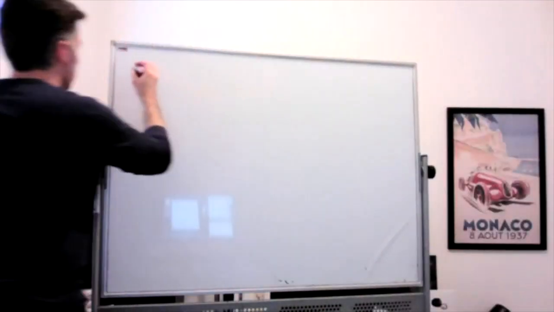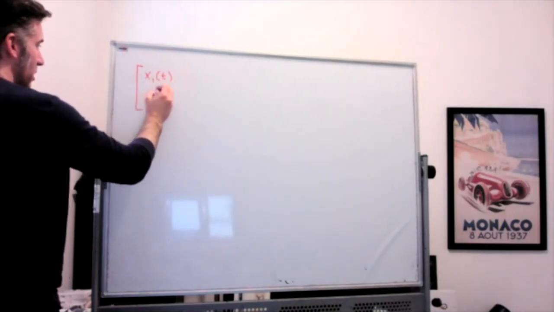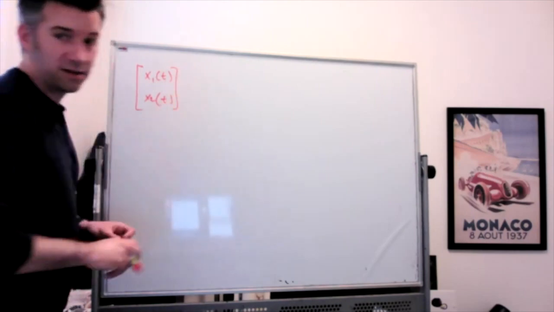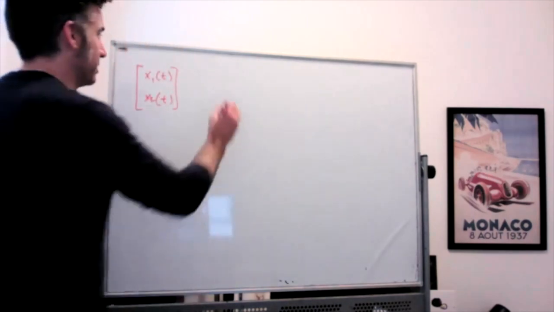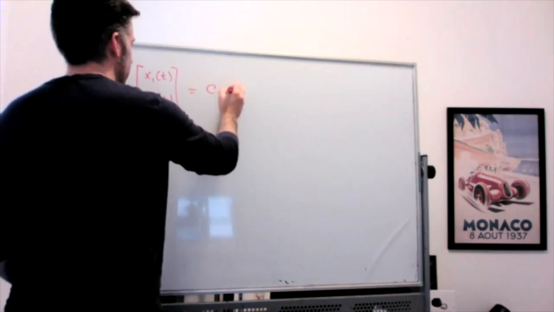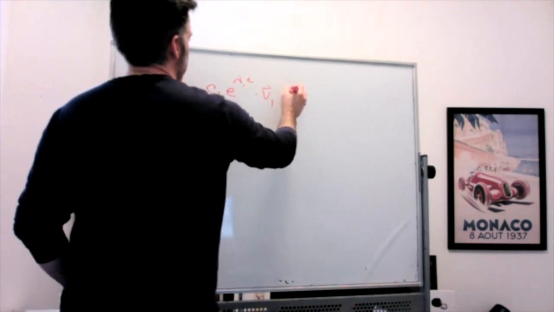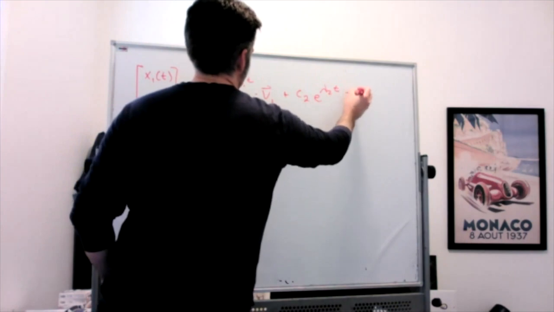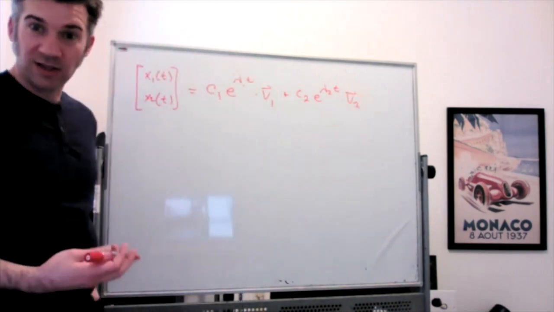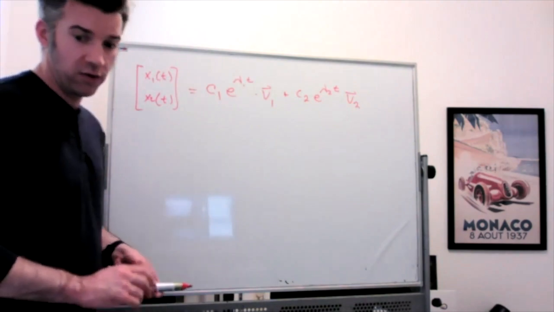So here's the deal. We know what this looks like already. We know that the solution to a linear system of differential equations always looks like this: C1 e to the lambda 1 t times the vector v1 plus C2 e to the lambda 2 t times the vector v2. If you haven't memorized this already, you want to memorize this. It's going to keep coming up over and over and over.